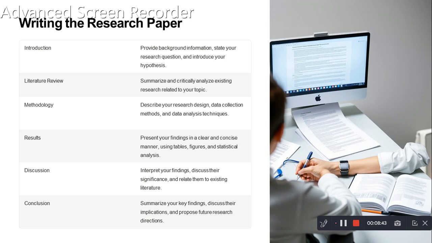Here you should present your findings in a clear and concise manner. You can use tables, figures, statistical analysis, and graphs. You should present your findings in an impressive manner. Discussion: now you can compare your findings with the existing articles mentioned in the review of literature. That part is most important.